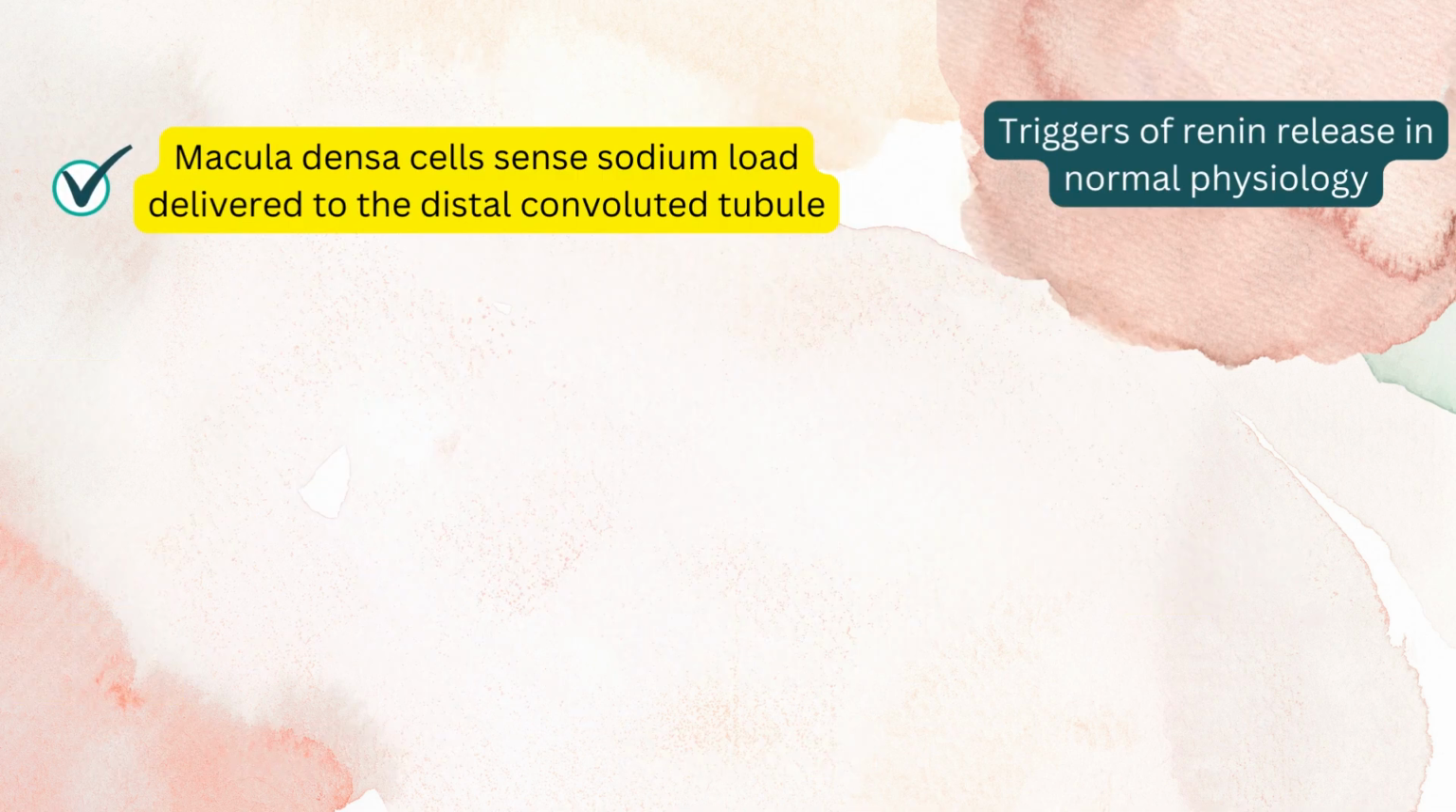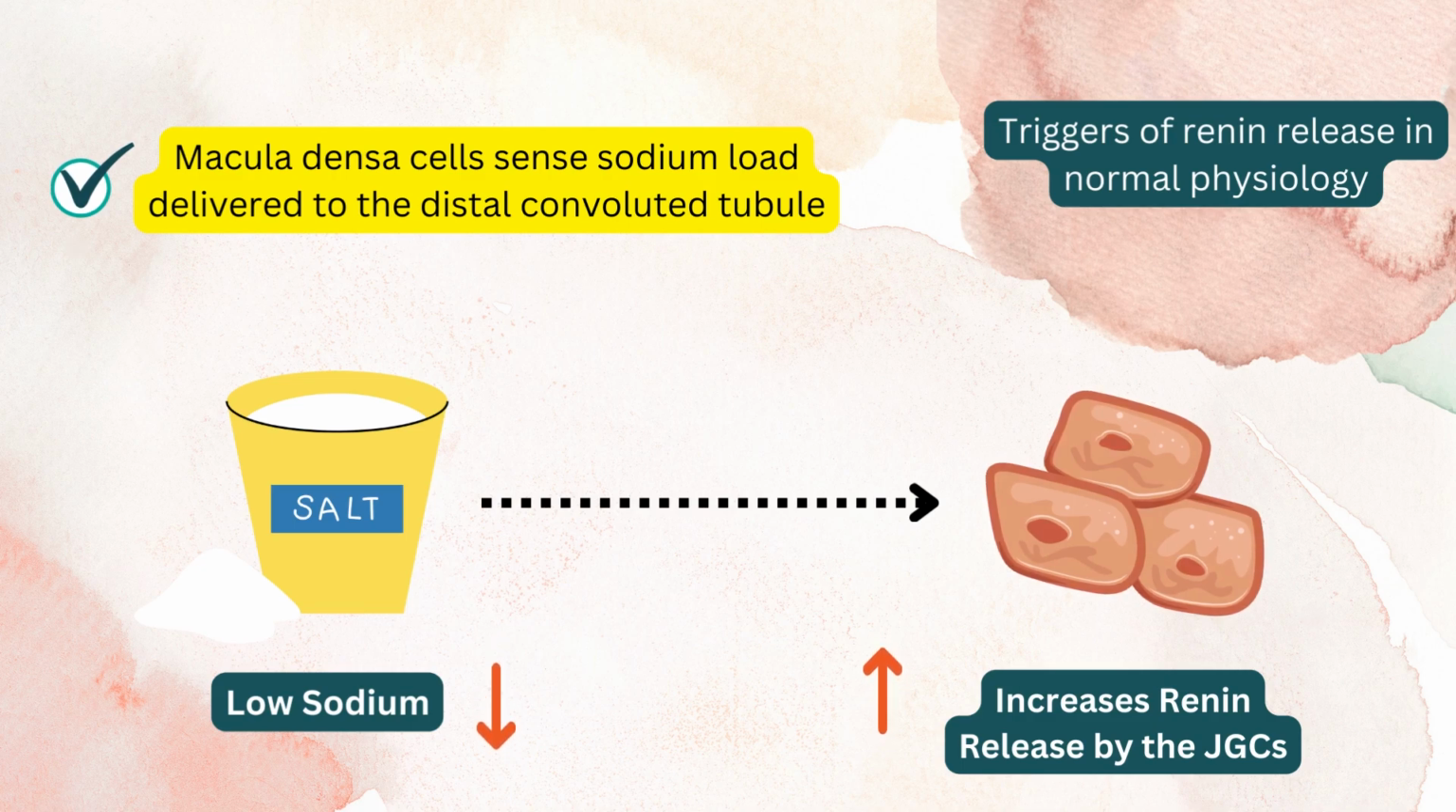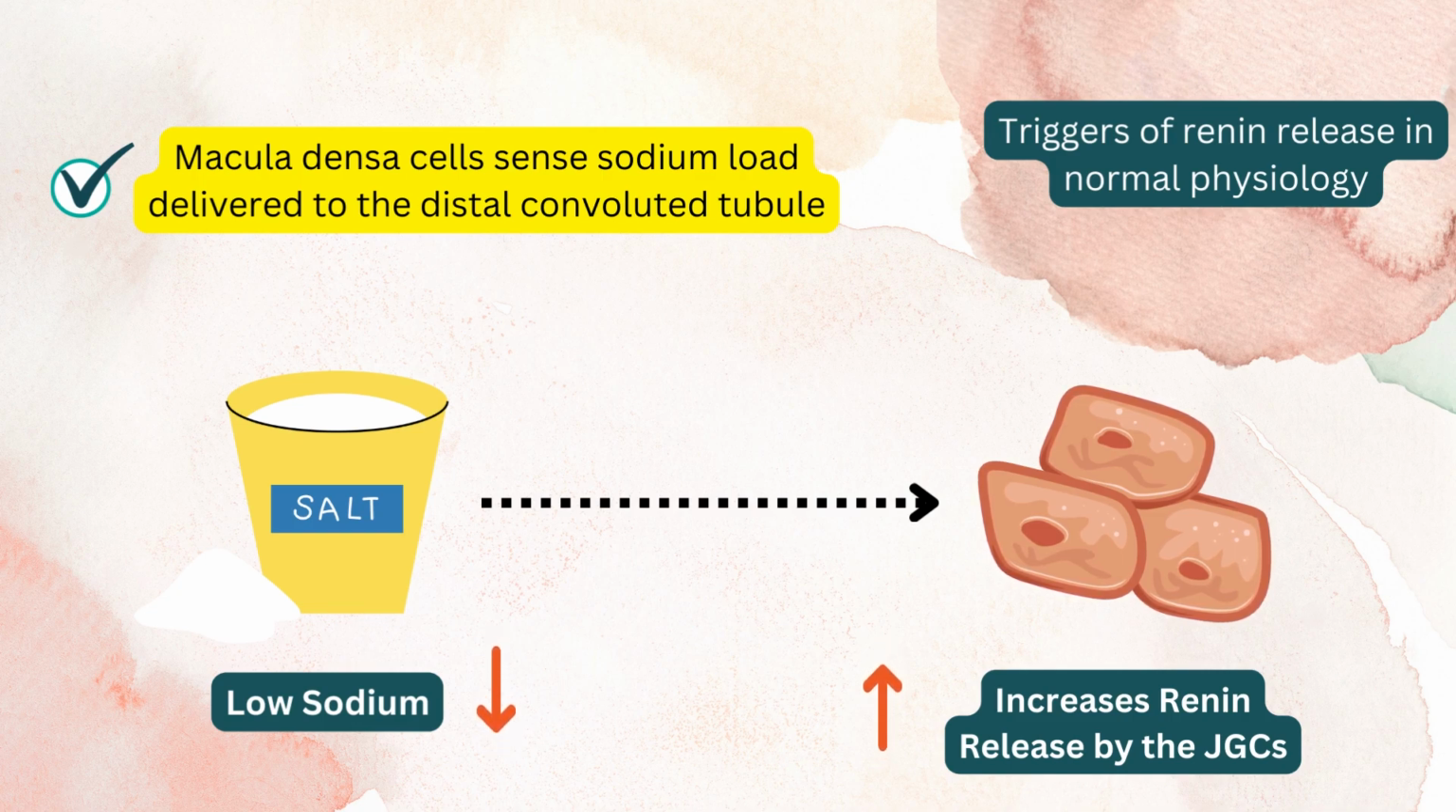Next, we will take a look at the triggers of renin release in normal physiology. A change in sodium chloride load presented to the macula densa cells, which are a group of 15 to 20 cells in the distal convoluted tubule, influences the eventual release of renin from the juxtaglomerular cells. The macula densa cells are primarily sensors of sodium load, which relay their information regarding the sodium content of the urine to the juxtaglomerular cells. For example, a high sodium load in urine inhibits renin release from the juxtaglomerular cells, whereas a low sodium load stimulates the release of renin.